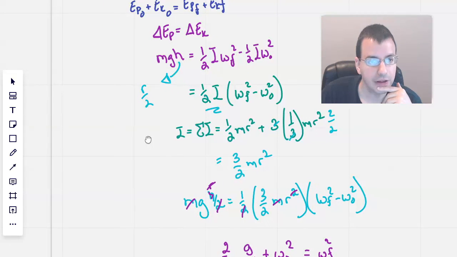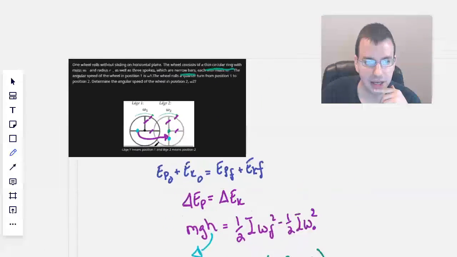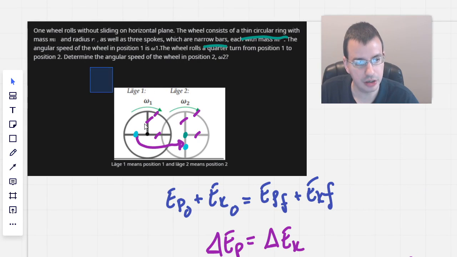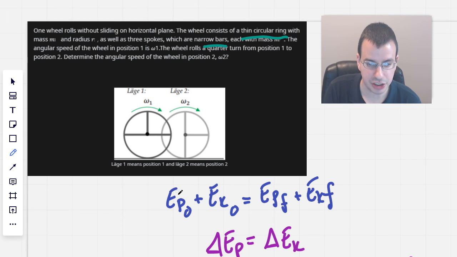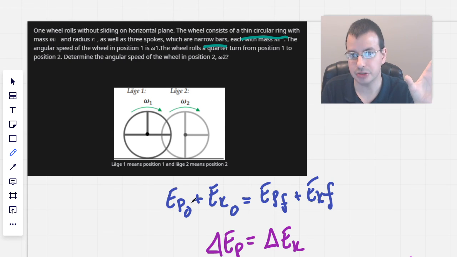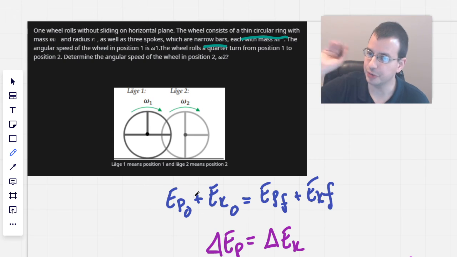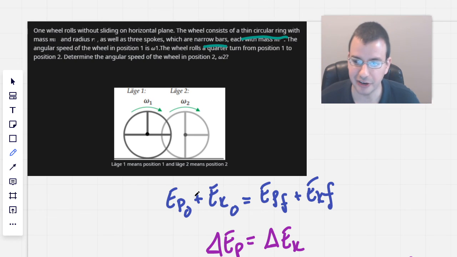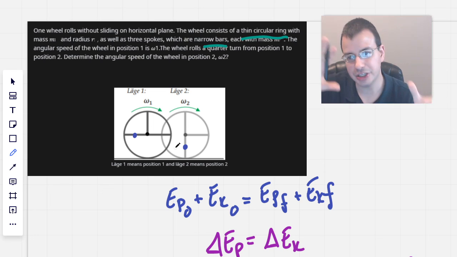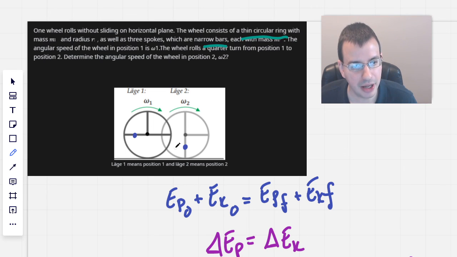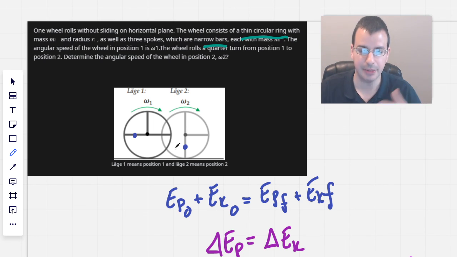Okay, so backtracking, kind of look at what we did real quick. All we did here was conservation of energy. Initial kinetic energy plus initial potential energy equals final potential energy plus final kinetic energy. And I said that the only potential energy change was this one bar here falling to that point. Not realistic because it's rotating, but it should give you the same idea here.